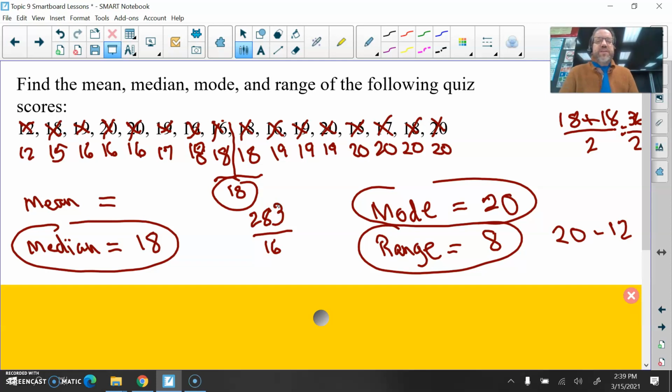Anyway, we're going to divide by 16. 283 divided by 16. I'll use my calculator for that. 283 divided by 16 is 17.6875. I'll just go ahead and round to the nearest hundredth and put 17.69.